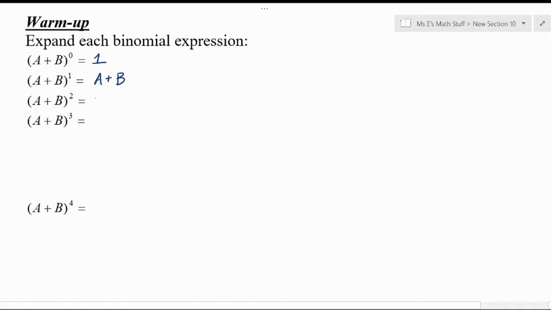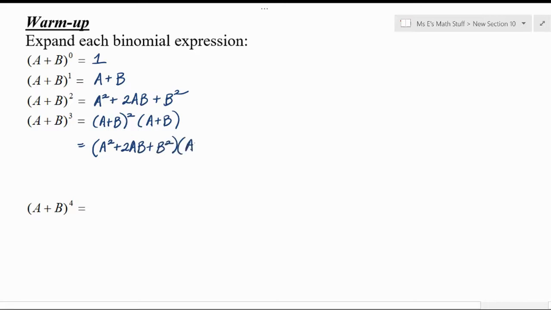If you were to expand it out, you'd get a squared plus 2ab for that middle term, and then plus b squared. Now for (a+b) to the third power, you could break it up as (a+b) to the second power times (a+b). You'd already expanded (a+b) to the second power above, so you could replace that with the answer that you got there, and then just multiply it by the remaining factor of (a+b). And so then you could just start distributing.